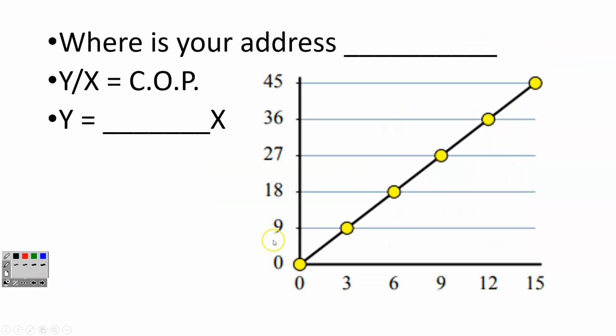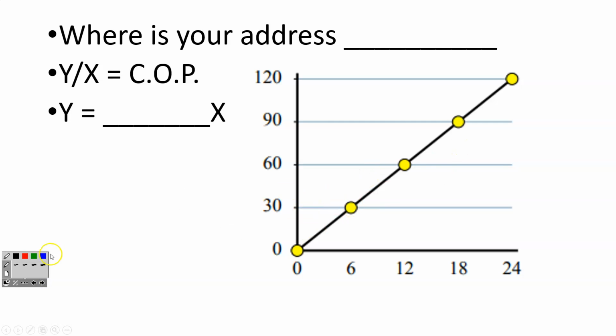So now, it might give us a graph and tell us to find a COP. Well, to find a COP, remember it's y divided by x. This is my y, this is my x. So you would pick an address. Well, I'm going to pick this address right here. So to do that, I would do 18, which is my y, divided by my x, which is 6, and I would get 3. So now, in order to build an equation, it would have to be y equals, and then my COP, which is 3, and then x.